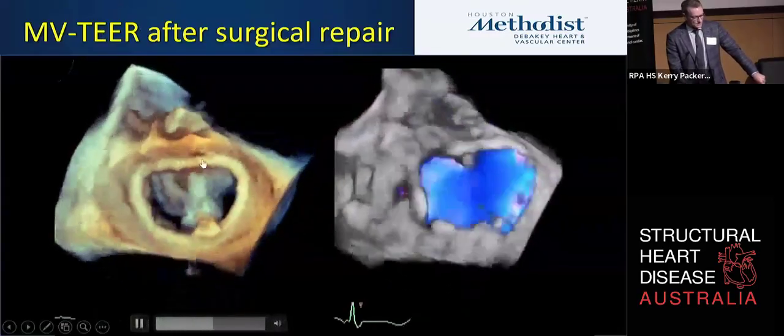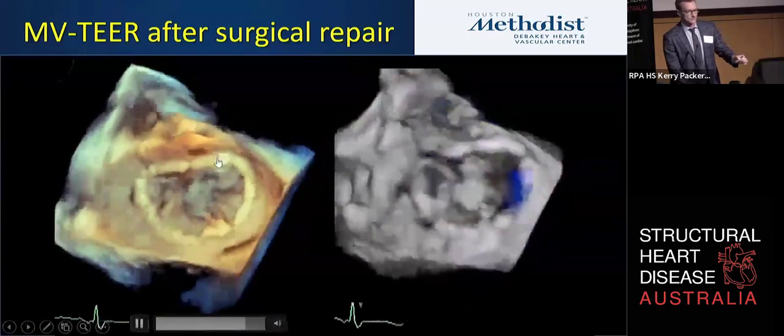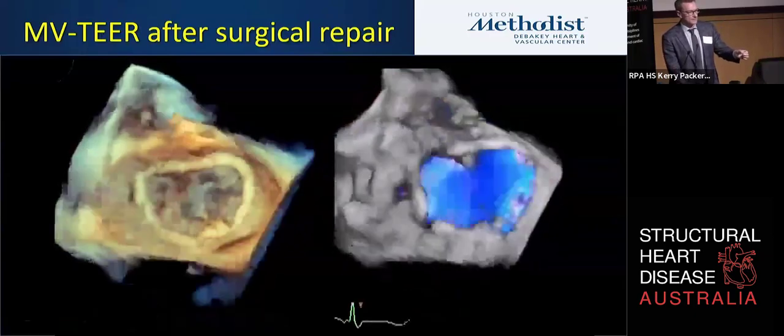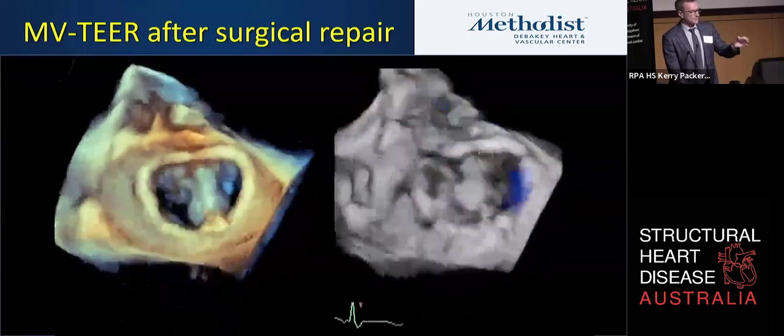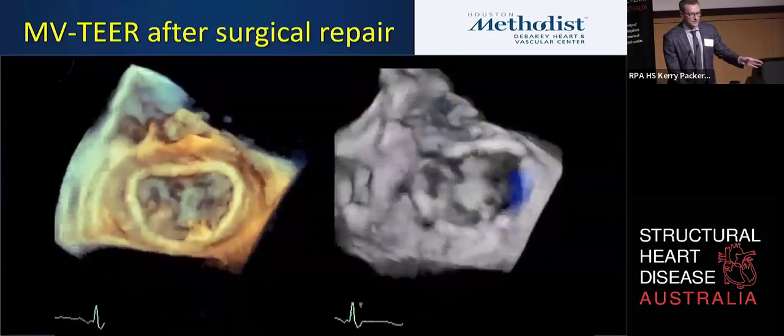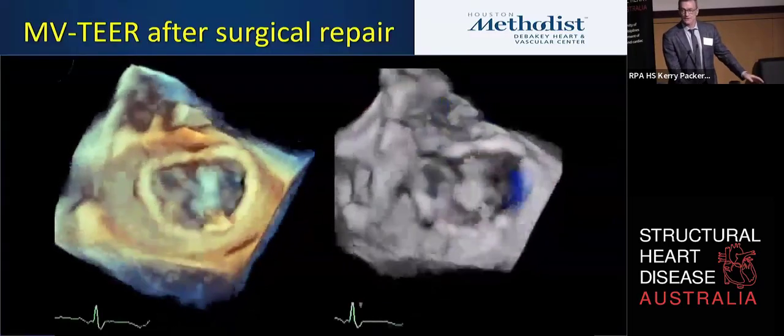There's often a consideration that, well, there's already an undersized ring. You're going to put a clip there. You're going to make that flow area even smaller. The presence of the ring is an absolute contraindication to an edge-to-edge repair. That's generally not the case.